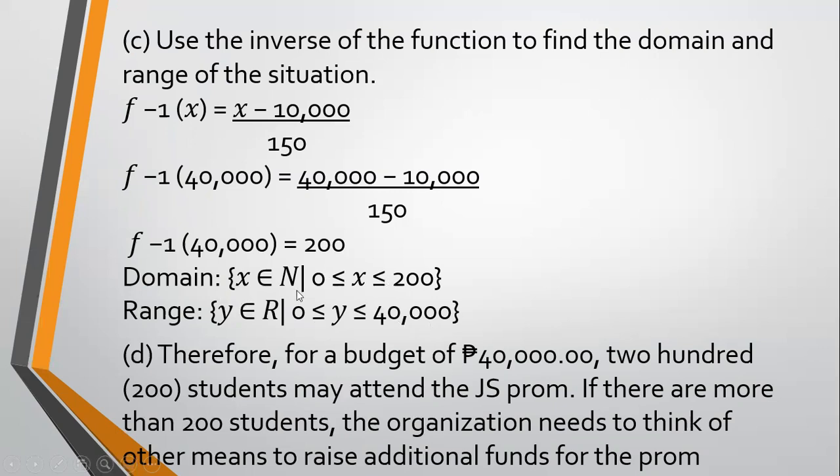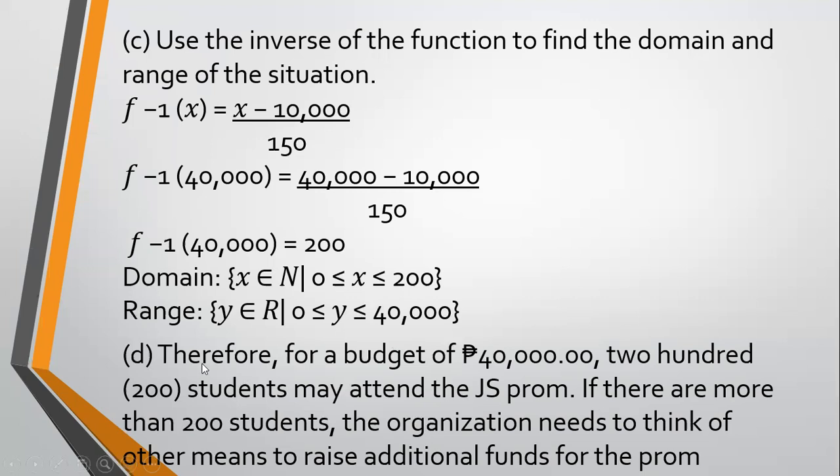But look at the notation. Why is it that our X must be an element of the set of natural numbers? Because, of course, it's impossible for us to have a negative number of guests, right? And so that's why the limitation of X here should be greater than or equal to 0, but less than or equal to 200. Then obviously, the maximum budget is 40,000.